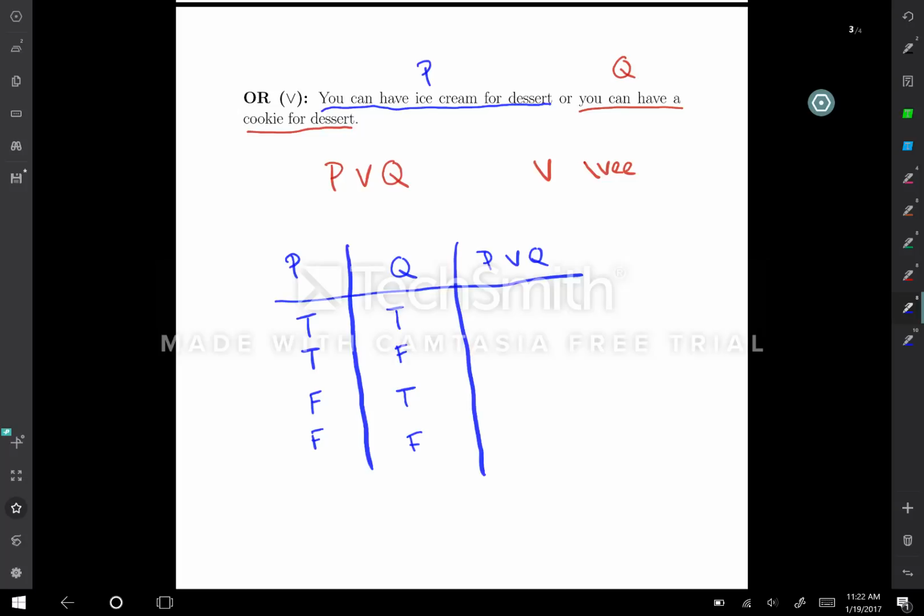So, as we noted before, if any part of our statement is true, the overall statement is true. So in this case, P or Q is true when both are true, when P is true, when Q is true. But if both of them are false, then our statement is false. So, if you can have ice cream or a cookie for dessert, you're going to be a happy person.